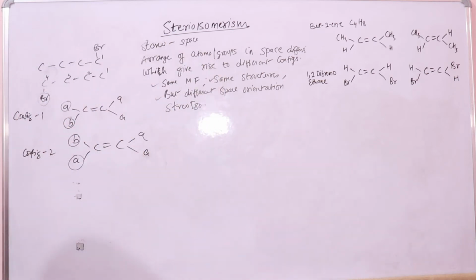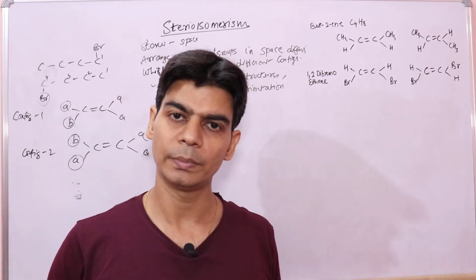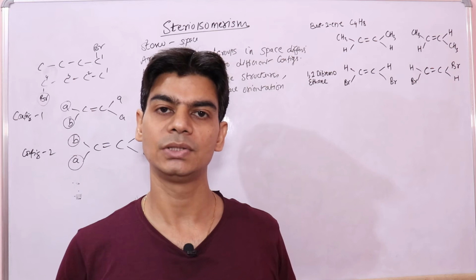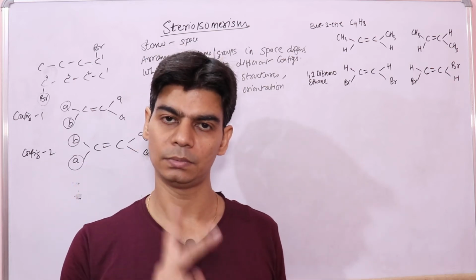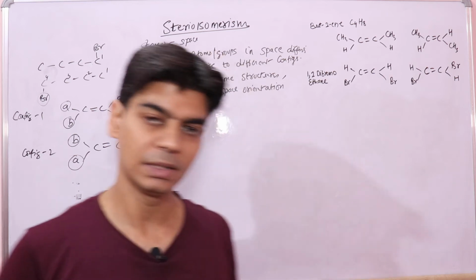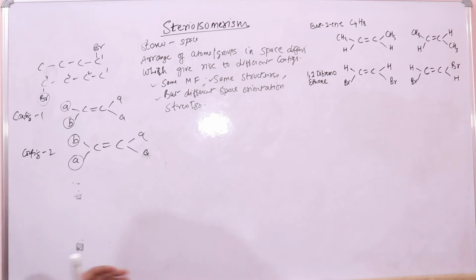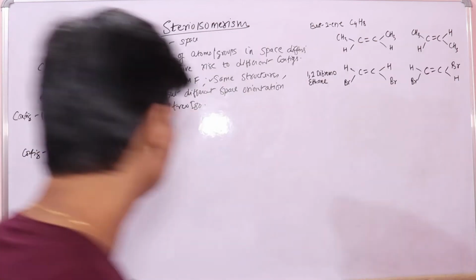Now we would be going through two types of stereoisomerism. First is your geometrical isomerism and the other is your optical isomerism, right? We have these two types of stereoisomerism. In this video lecture, we will go through geometrical isomerism in detail, right? Now, geometrical isomerism, what gave rise to geometrical isomerism?